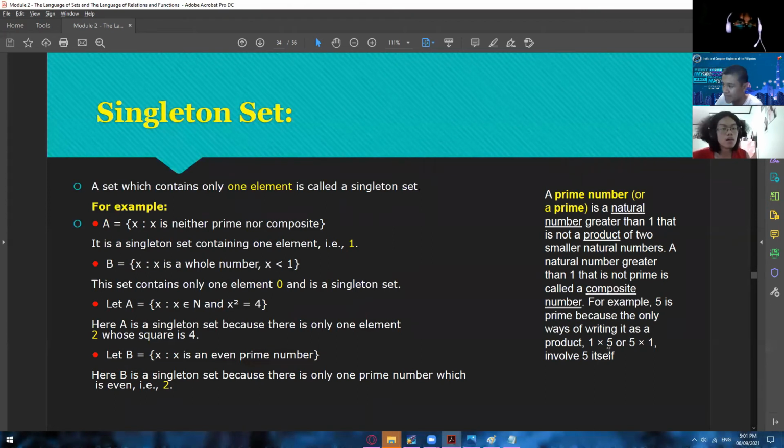So the number itself has to be there for us to be able to call that one a prime number. But if the number itself doesn't exist, we call that one a composite number, like 2 times 2 is equal to 4. So in here, this is a singleton set containing one element. This one is neither prime nor composite. Let's have another example. Let's say B, x is a whole number wherein x is less than 1.